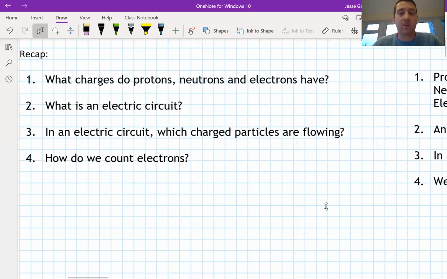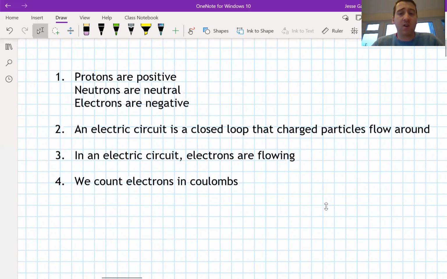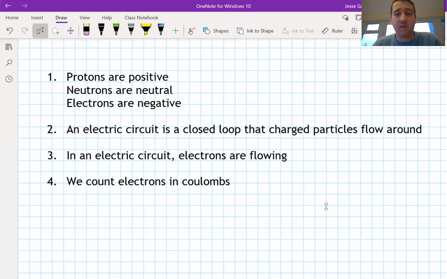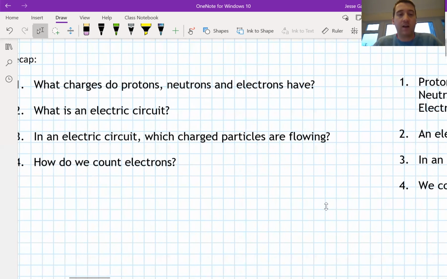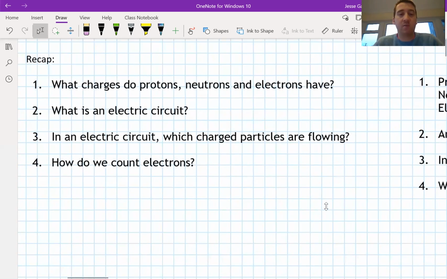How do we count electrons? Well, we have billions and billions of electrons in any piece of material, any piece of metal or any piece of wire. So we have this word Coulomb, which is a certain amount of electrons. It's 6 quintillion, and so we can count in Coulombs. So every time you have an extra Coulomb, you're adding 6 quintillion electrons. It just makes it easier than writing down all those zeros to make up quintillions. So that was probably the only one that was reasonably difficult there.